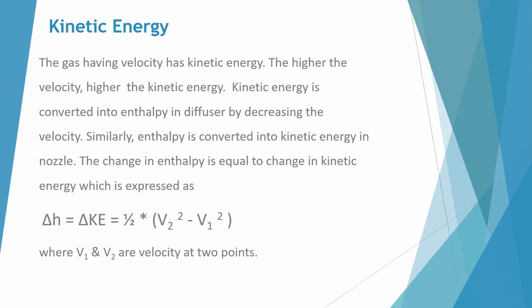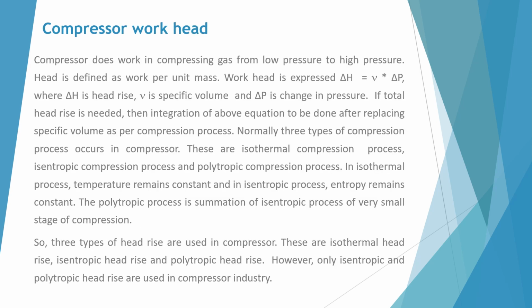Kinetic energy. The gas having velocity has kinetic energy. The higher the velocity, higher the kinetic energy. Kinetic energy is converted into enthalpy in diffuser by decreasing the velocity. Similarly, enthalpy is converted into kinetic energy in nozzle. So, change in enthalpy is equal to change in kinetic energy, which is expressed as delta H is equal to delta K is equal to half of bracket start V2 square minus V1 square, where V1, V2 are velocity at 2 points.